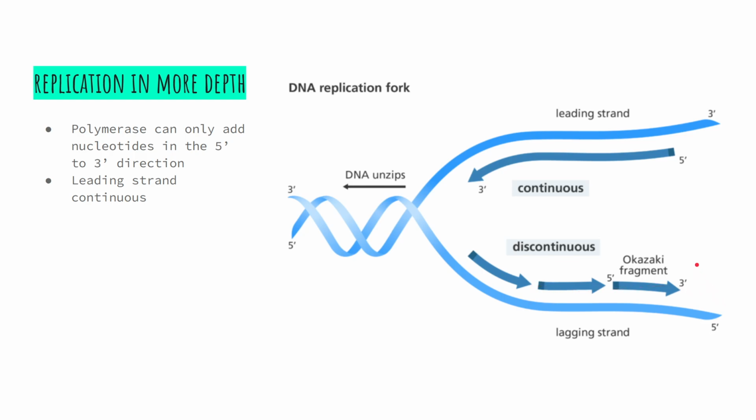So the leading strand is continuous, the lagging strand is discontinuous. And so what we can say is this DNA polymerase has to sort of catch up in fragments. That's how I like to picture it. It's in a constant race to get back to where the new DNA is so it can keep adding the nucleotides.